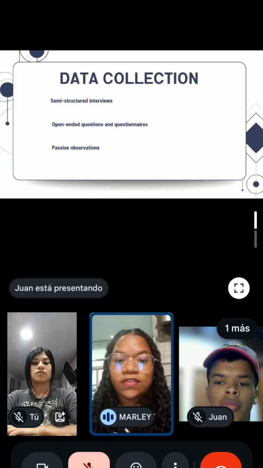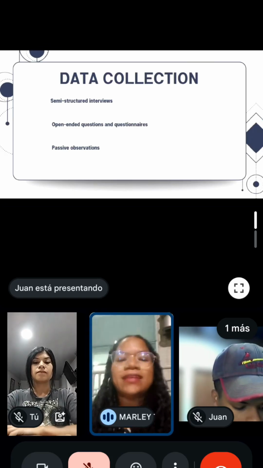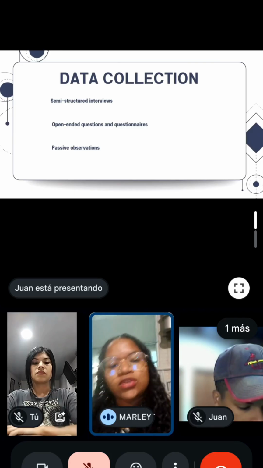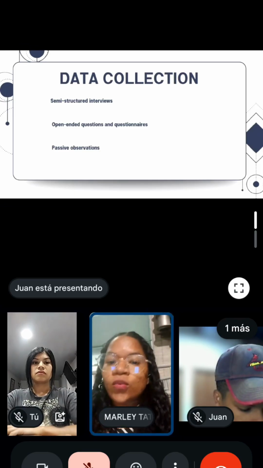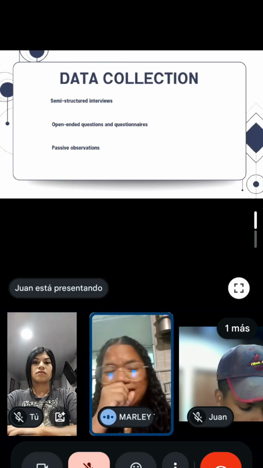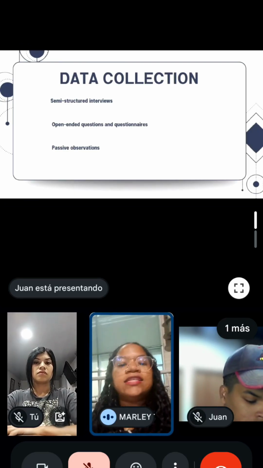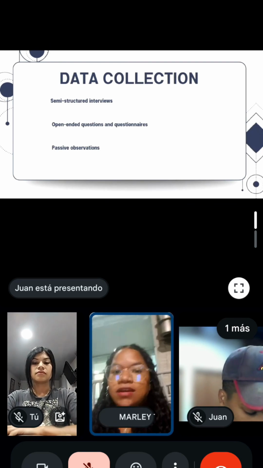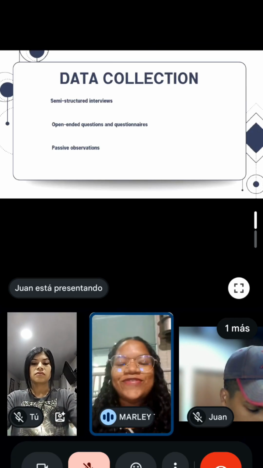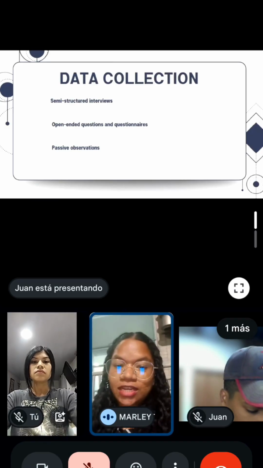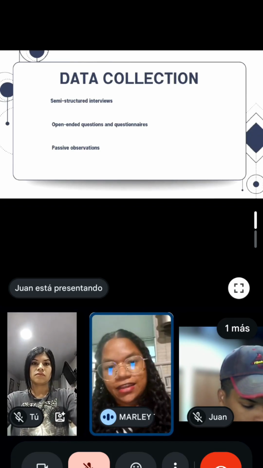And for the last one, the third objective, which is to examine, I'm sorry, how classroom factors influence students' learning outcomes, we are going to use classroom observation. This method allows us to analyze students' learning conditions in a real context. Through observations, we can identify how access to educational materials influences students' academic performance in English.